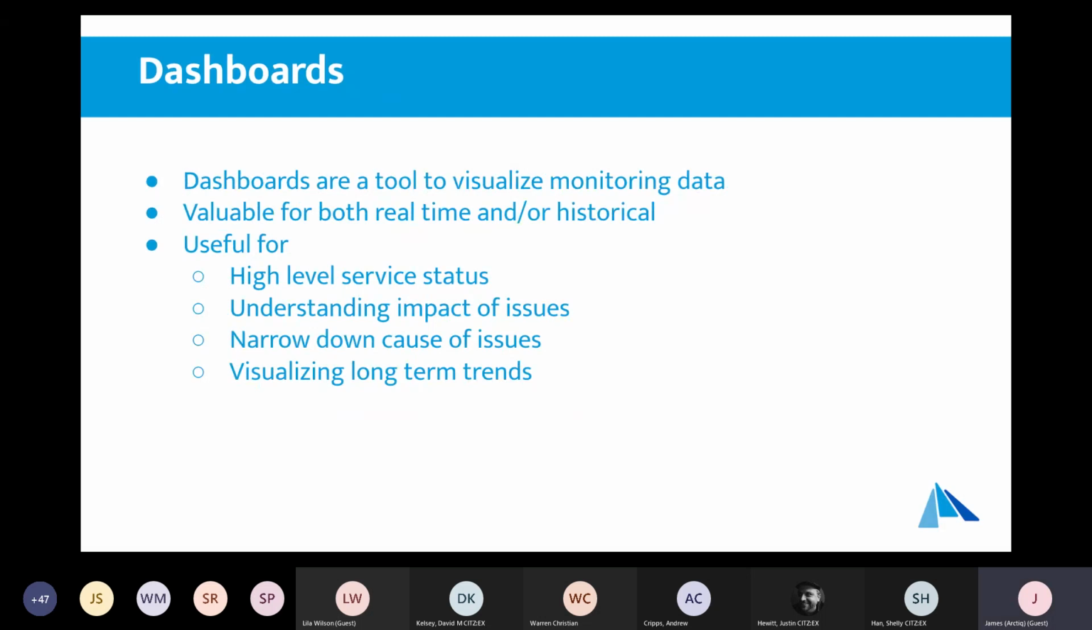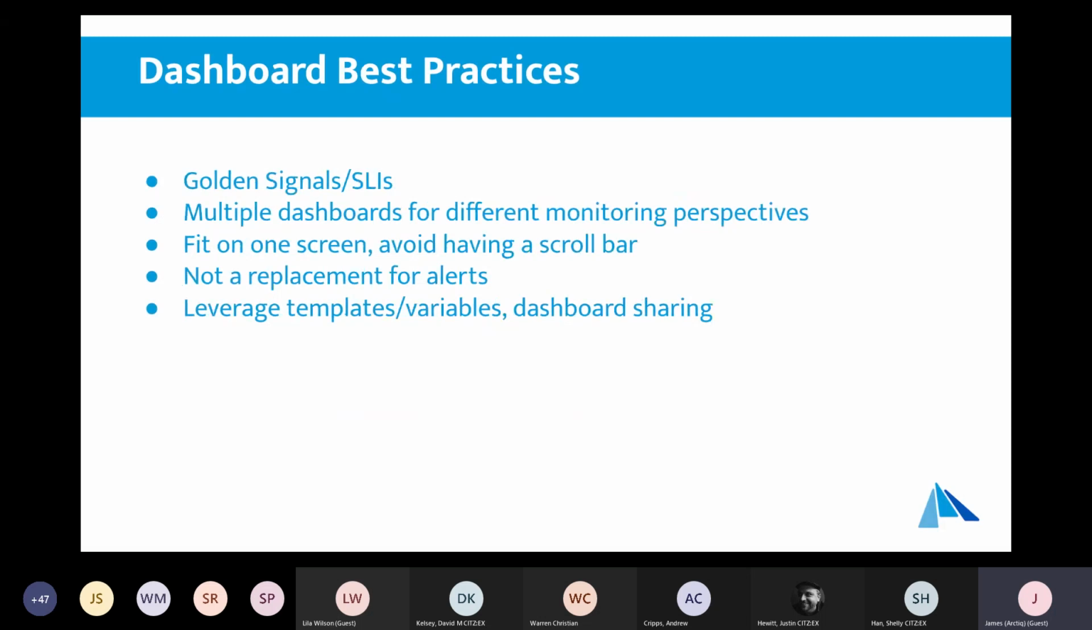Best practices for dashboards: the golden signals and service level indicators are great metrics to focus your dashboards on. You'll want to create multiple dashboards for all those different perspectives I talked about earlier. There's no single pane of glass for monitoring dashboards. There is no one dashboard that will make everyone happy.